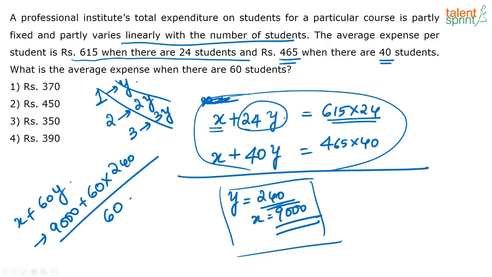You solve these two, find out which is the fixed part, which is the variable part, then find the total expense of the 60 students, and then find the average expense of the 60 students. I think when you solve, you will get the answer as 390, but this is how you approach it. It is a bit time consuming.